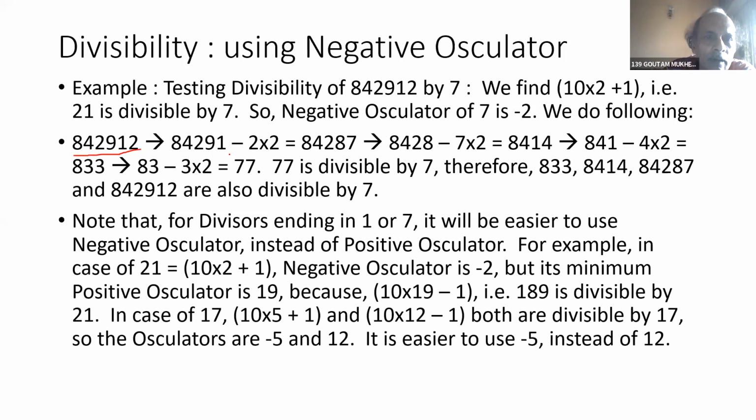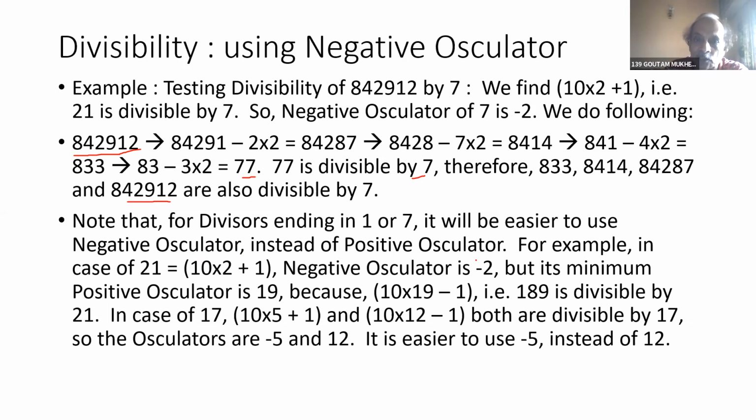84291 -2 into 2 becomes 84287. It becomes even quicker, it will collapse. 8428 minus 7 into 2 is 8414. Again, 841 minus 4 minus 2 is 833. That will finally go to 77, which is divisible by 7. So therefore, all backtracking, all these numbers are divisible, and finally that biggest number is also divisible by 7. Note that for divisor ending in 1 or 7, it will be easier to use negative oscillator.